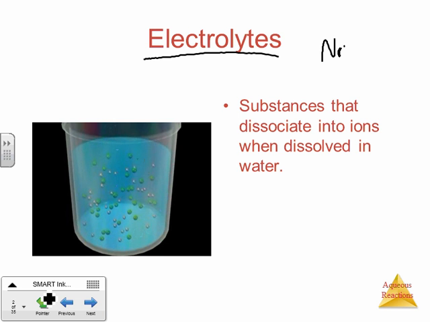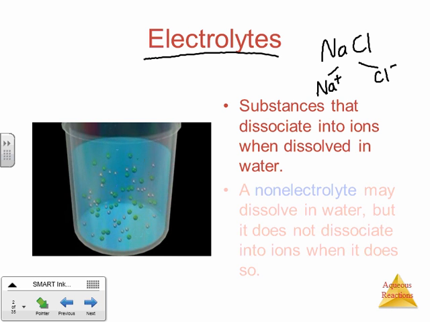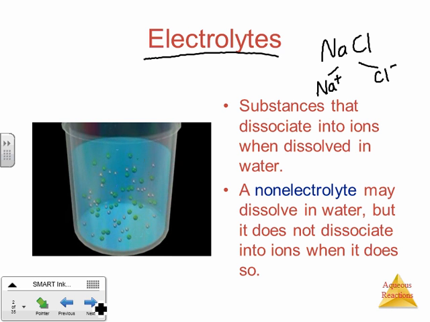A good example of this is sodium chloride, NaCl. Sodium chloride is an ionic compound. When you put that into water, it immediately splits apart into Na plus and Cl minus, okay? And so that's known as an electrolyte. A non-electrolyte might still dissolve, but it doesn't dissociate into ions, okay?